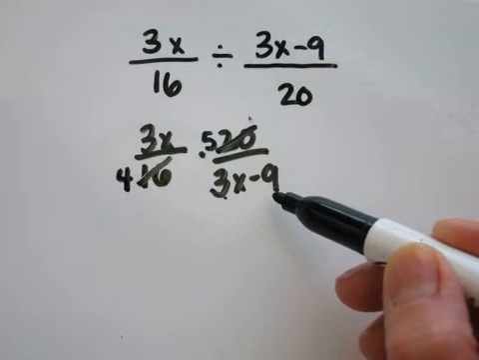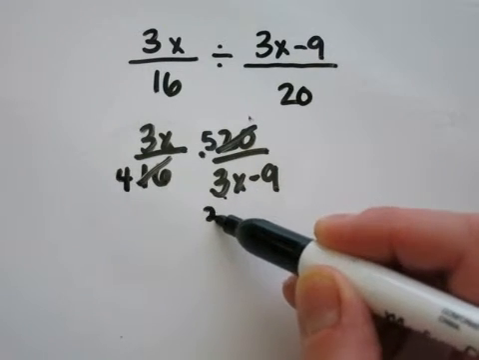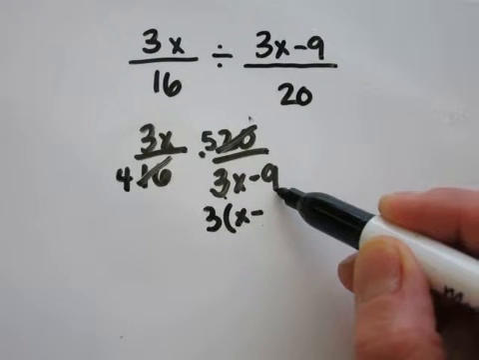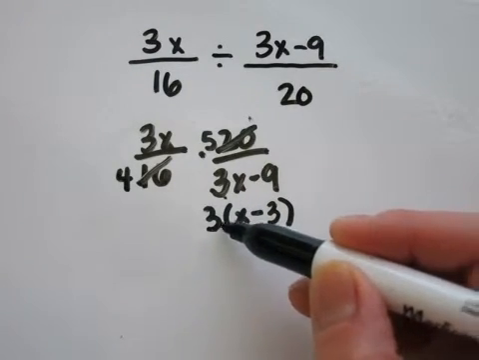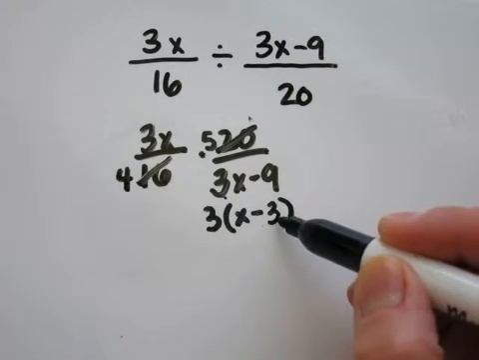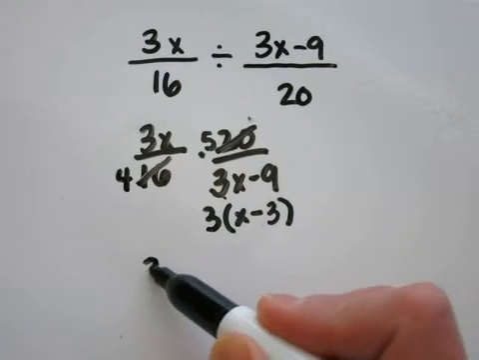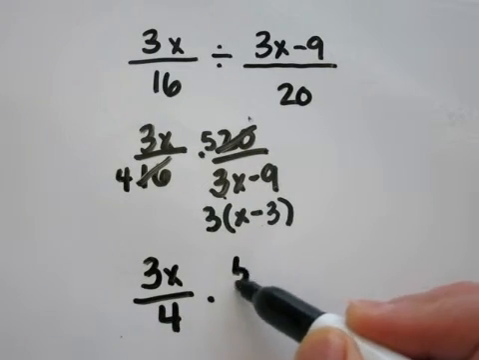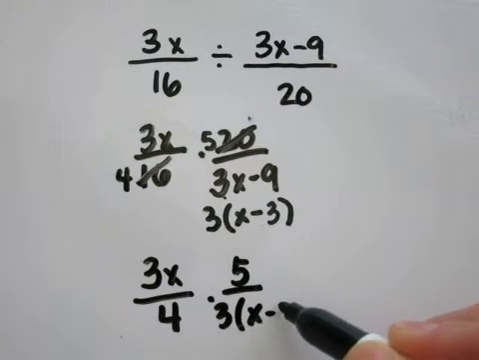3 and 9 are both divisible by 3, so I can factor out a 3. 3 times x minus 9 divided by 3 is 3. Distribute to double check. 3 times x is 3x. 3 times 3 is 9. So rewrite what we're left with. Got 3x over 4 times 5 over 3 times x minus 3.